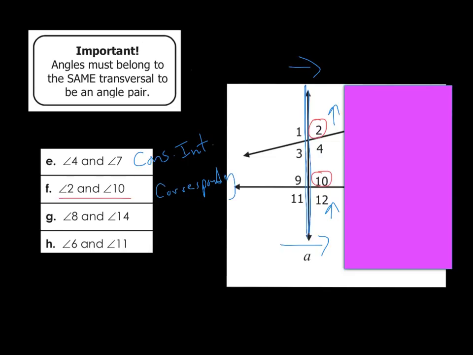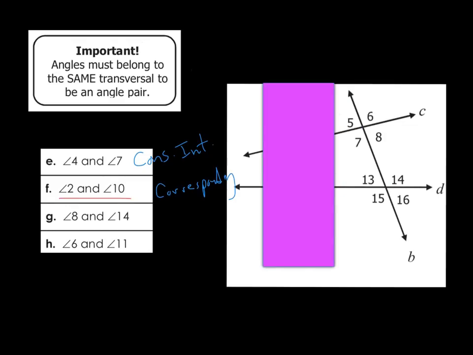All right, let's erase and readjust our rectangle. Next on the board, we have angles 8 and 14. So I circle here. They're both on the inside and on the same side. So 8 and 14 is another pair of consecutive interior. And the last ones we have here are 6 and 11.